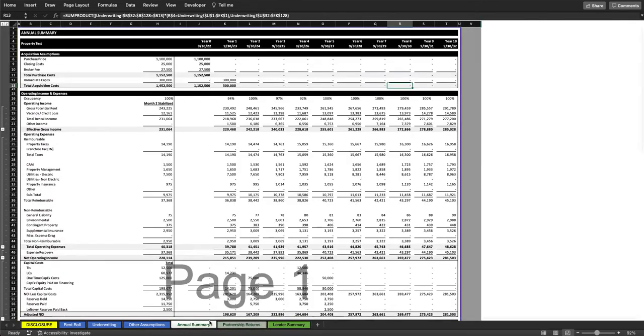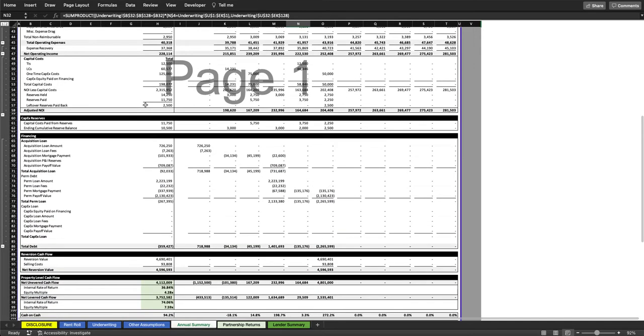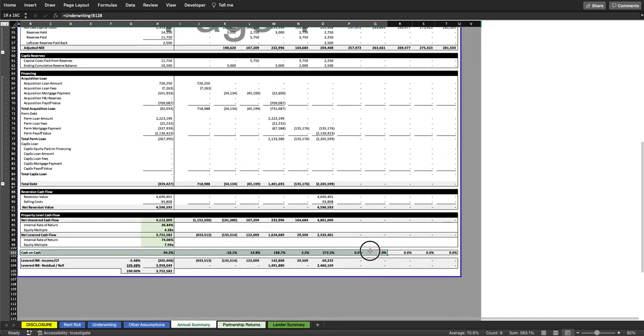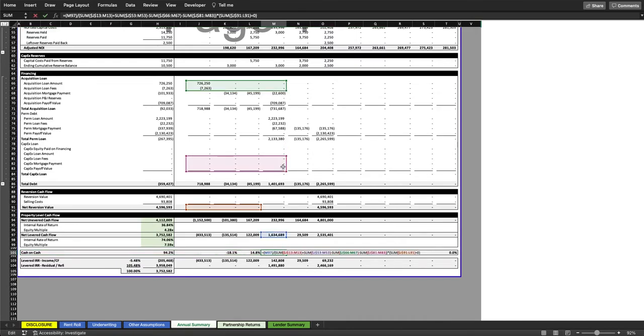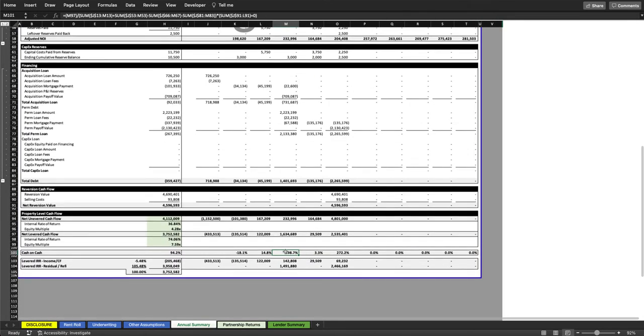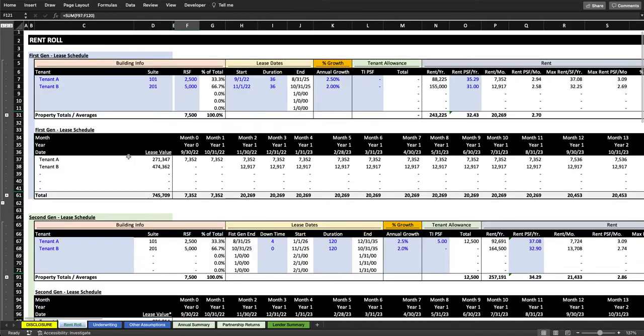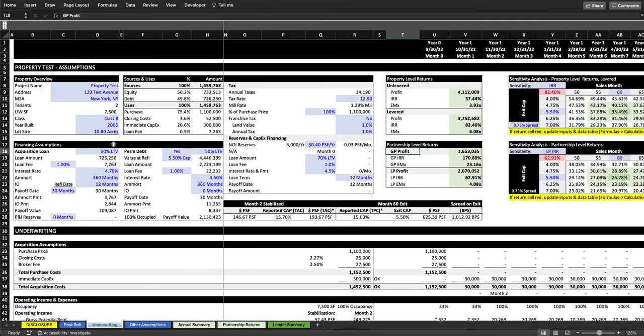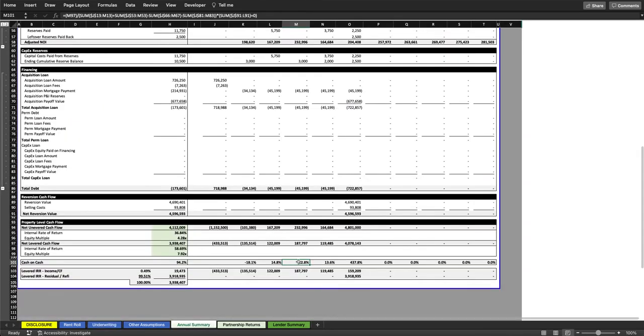Okay, so we covered partnership returns. Annual summary is just a snapshot of everything. You'll see you have cash on cash, and this is factoring in the cash out refi. So you'll see obviously it's 198%, so that's pretty drastic. But if you have no cash out refi, let's say there's no refi here, go back to annual summary, still pretty significant, which is great.